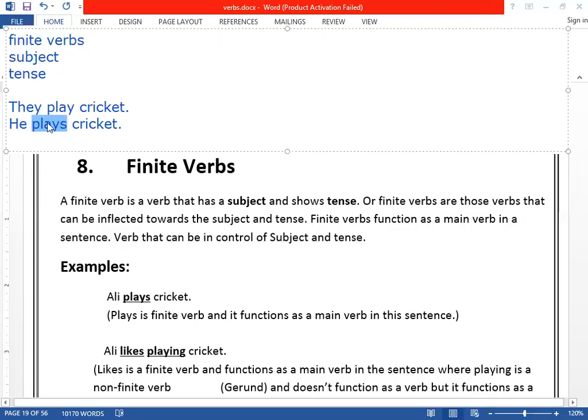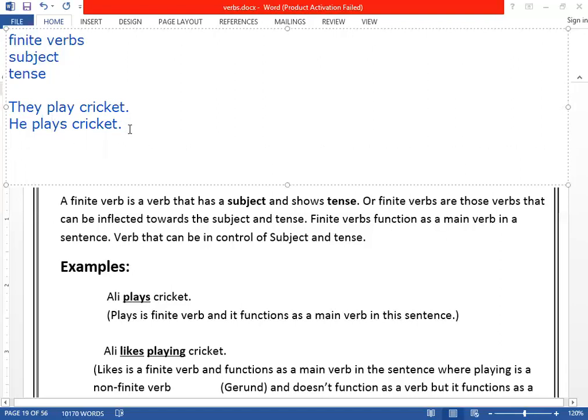Can you see that I changed the subject? They is the subject. He is the subject. I changed the subject and the verb got changed. The verb gets changed according to what? According to the subject. The first one is a plural subject, so I put the plural form of the verb. And the second one is a singular subject, so I put the singular form of the verb. This is the difference number one.